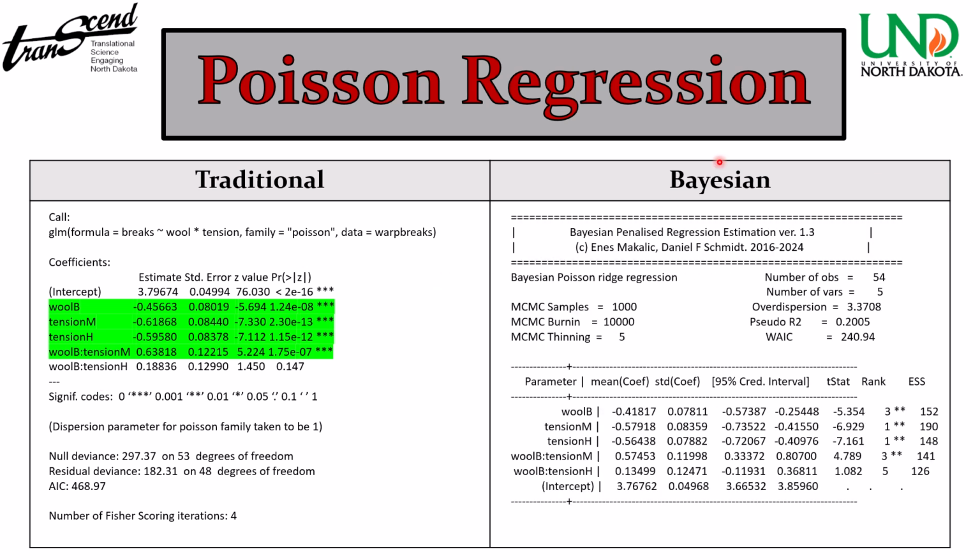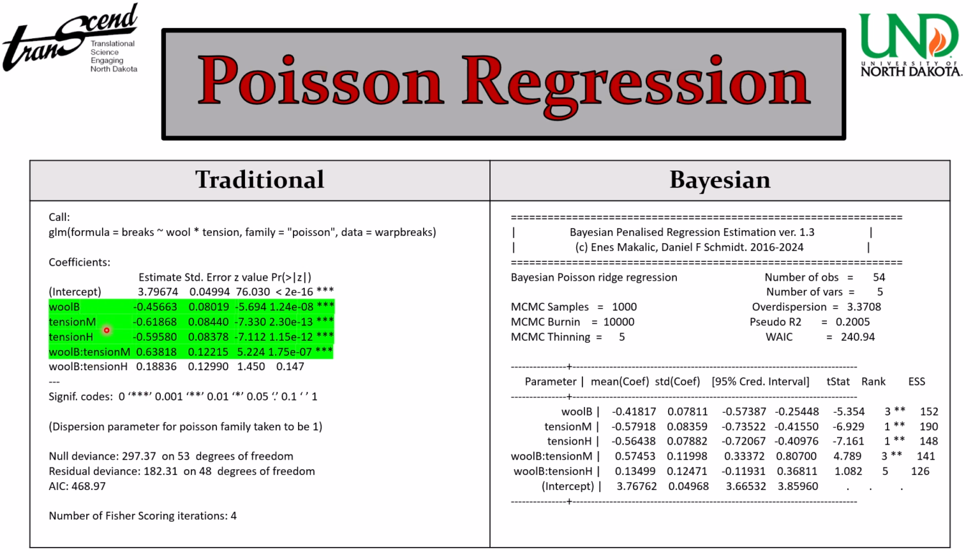If we run the Bayesian, again, wool B is a little confusing because it's not just wool B, it's wool B compared to the default, or the reference, wool A. Tension M isn't just tension M, it's tension M versus high, which is going to be the reference point. And you can change the reference categories, but I didn't. And then tension high versus, or sorry, not medium, medium versus low, and then high versus low.